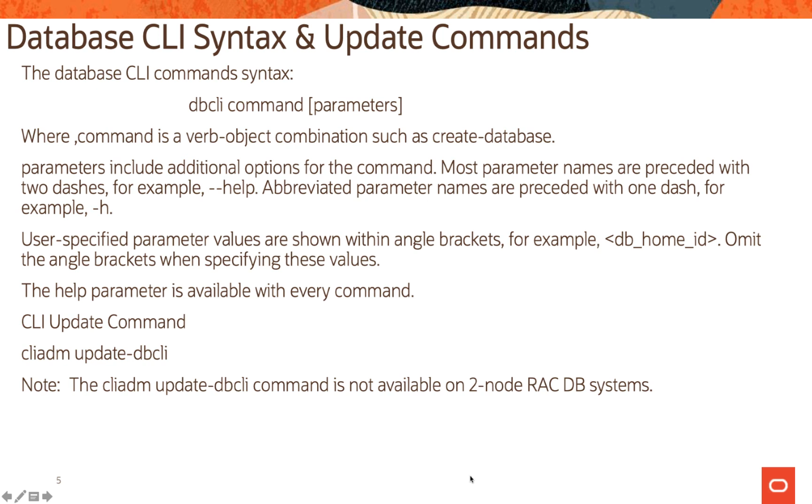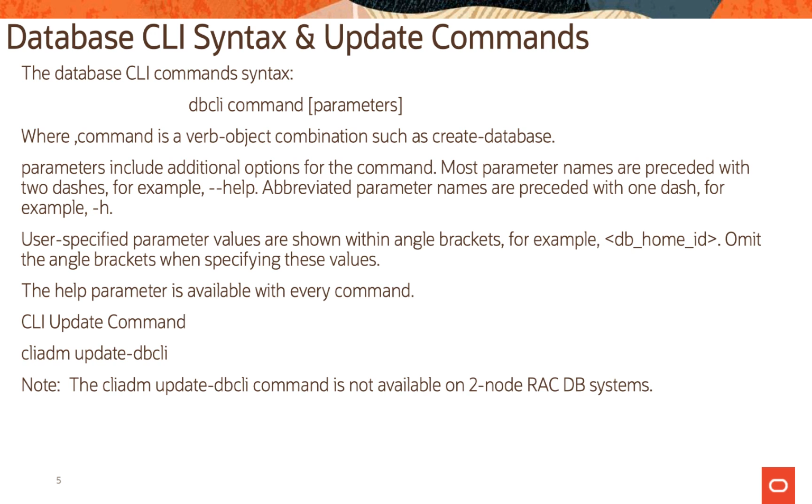New commands are added to the database command line interface and other commands are updated to support new features. Database CLI command syntax can be represented as DBCLI command followed by parameters, where command is a verb-object combination such as create database. Another thing to keep in mind is that user specified parameters are shown within angle brackets. For example, if you want to show DB home ID, in the parameter description you will see it in angle brackets. You have to omit the angle brackets when specifying these values.